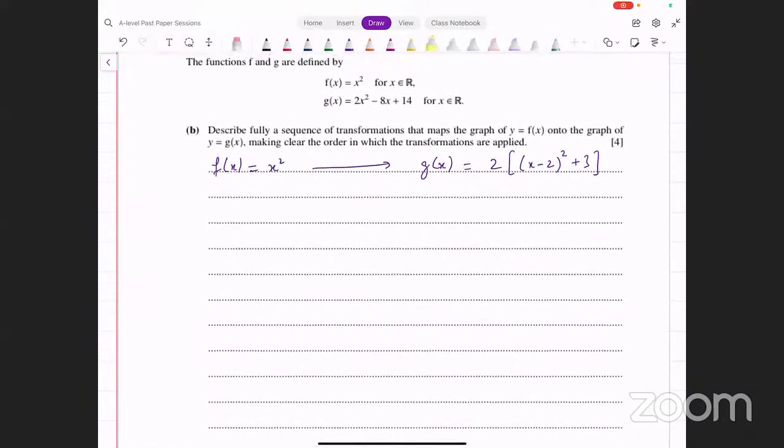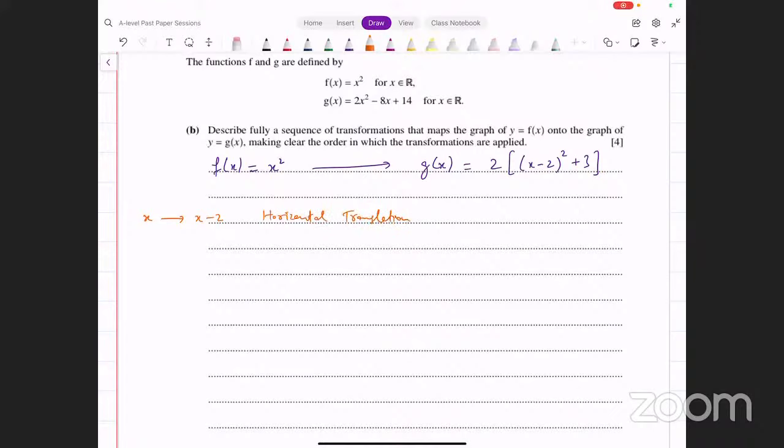अच्छा, now let's think of the transformations that are happening. अगर फंक्शन के अंदर कुछ हो रहा हो, यानी x को किसी और चीज से रिप्लेस कर दें, that's called horizontal transformation. Horizontal transformation हमारे पास कौन कौन सी हैं? x की जगह पे क्या आ गया हमारे पास? x minus 2 आ गया. एक चीज तो ये हो रही है, x is becoming x minus 2. What kind of transformation is that? That's a translation. That's a horizontal translation.